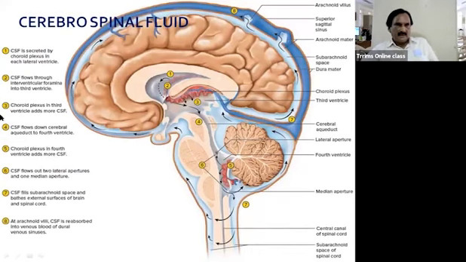So here it is depicting that CSF is secreted by the choroid plexus, flows through the interventricular foramina into the third ventricle. Choroid plexus in the third ventricle adds more CSF, and then the CSF flows down the aqueduct to the fourth ventricle. The choroid plexus in the fourth ventricle adds more CSF. CSF flows out two lateral apertures and then one median aperture. CSF fills the subarachnoid space and bathes the external surface of the brain and the spinal cord. Arachnoid villi reabsorb it into the venous sinuses. So if you know about this pathway, you can write a lot of questions.